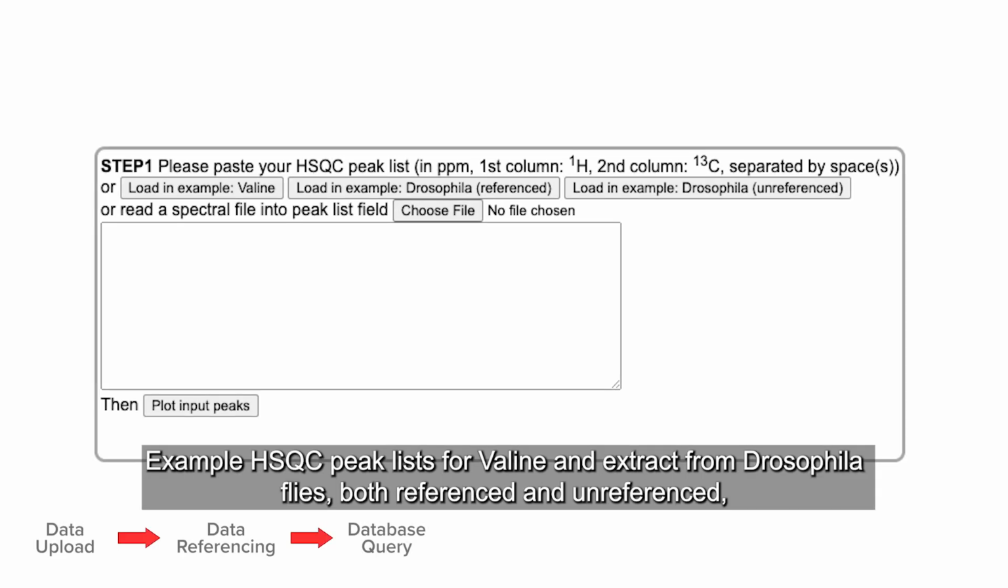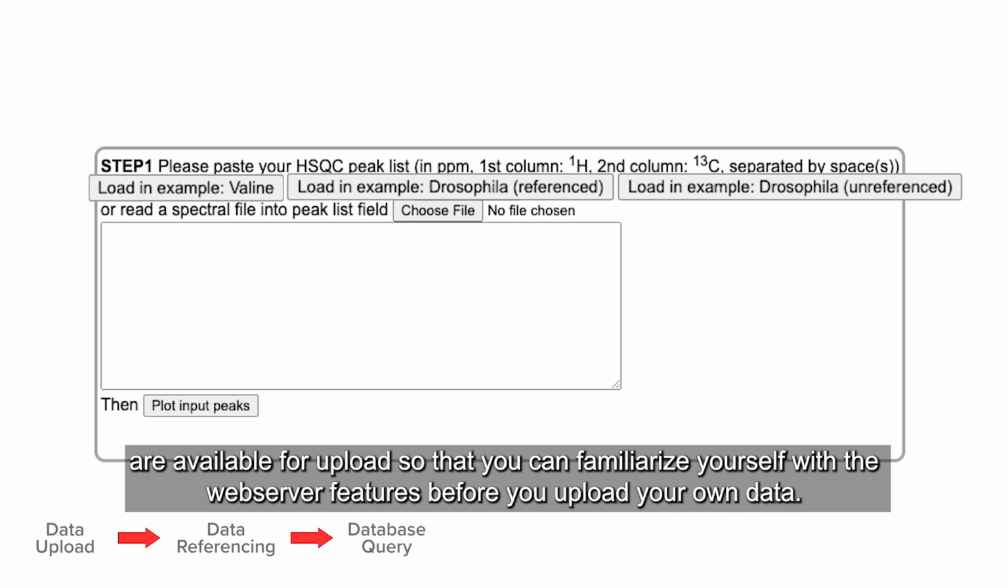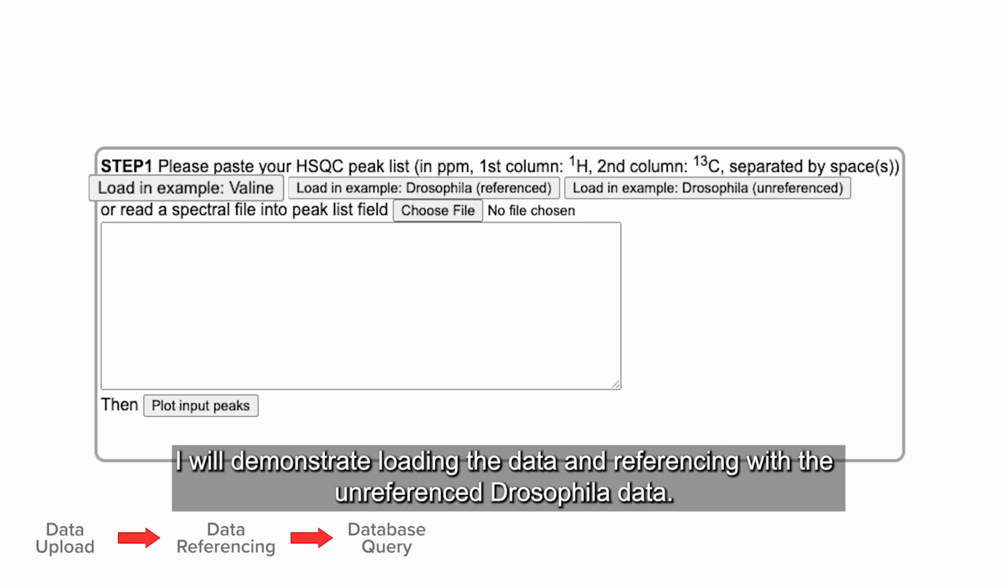Example HSQC peak lists for valine and extract from Drosophila flies, both referenced and unreferenced, are available for upload so that you can familiarize yourself with the web server features before you upload your own data. I will demonstrate loading the data and referencing with the unreferenced Drosophila data.